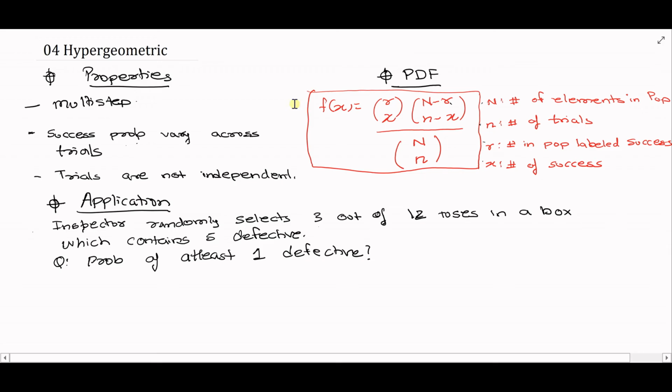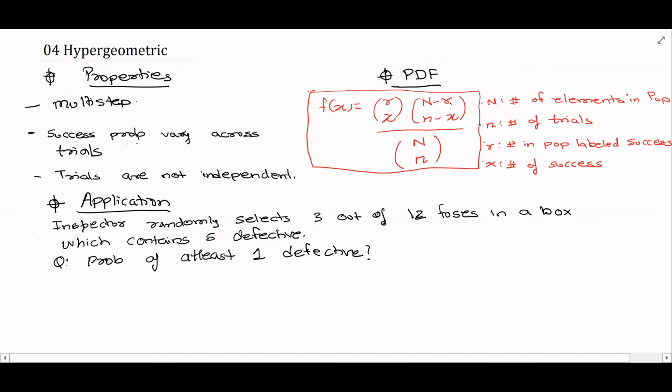The PDF apparently looks intimidating, but once we walk through the application, things will literally fall in place much more easily than it looks initially. So let's take an application. Let's consider a situation where an inspector is going to randomly select 3 bulbs, 3 fuses out of 12 in a box.